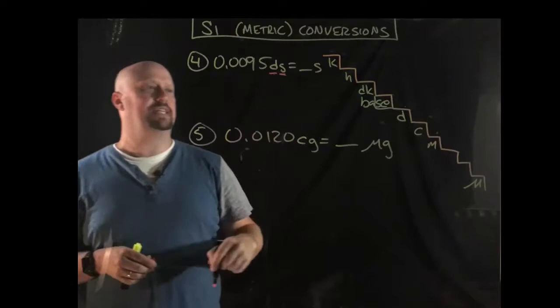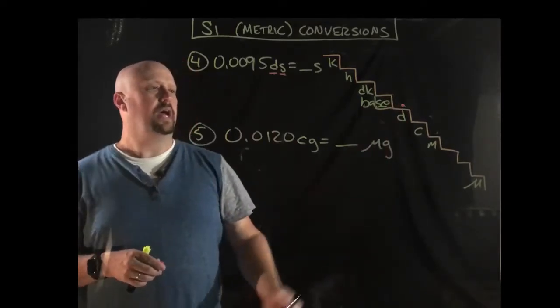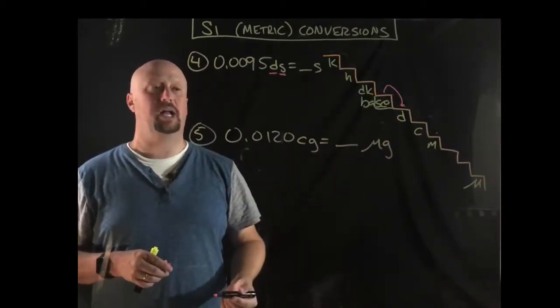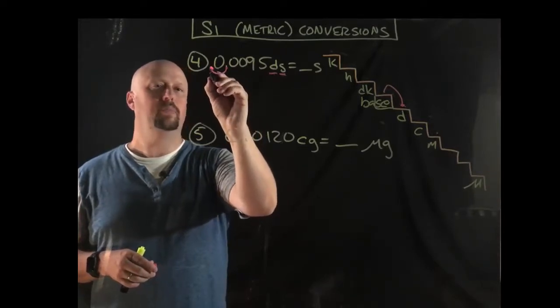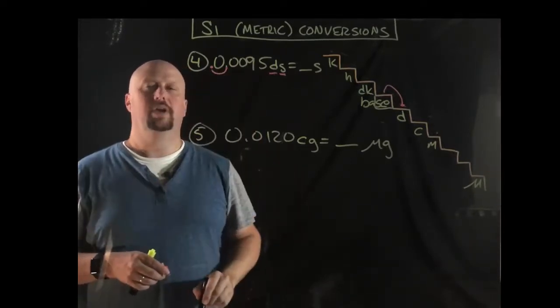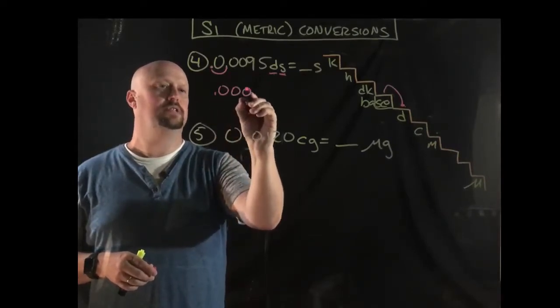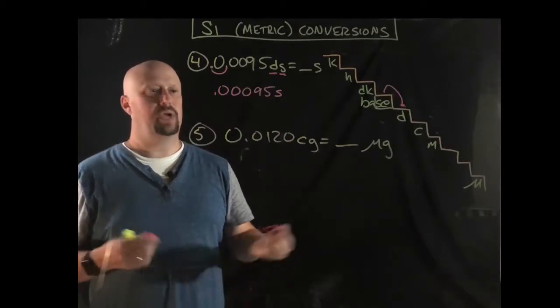So in this case, I've got deciseconds right there. And I'm going to seconds, which means I'm going up only 1 spot. So that means I'm going 1 place. That 1 place means that my new number is 0.00095 seconds. Okay, pretty straightforward.